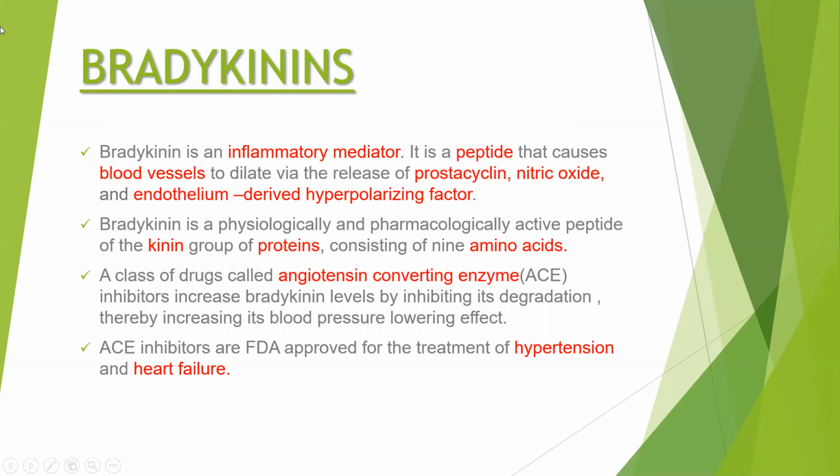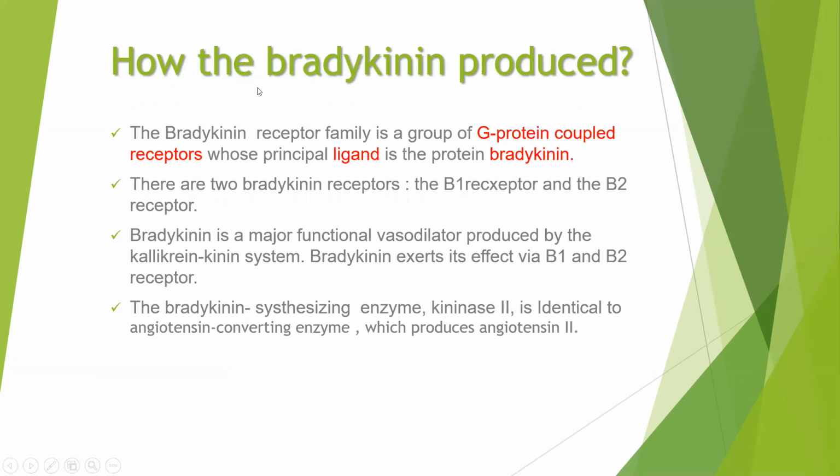Next, how the bradykinin is produced. The bradykinin receptor family is a group of G protein coupled receptors whose principal ligand is the protein bradykinin. There are two bradykinin receptors, the B1 receptor and the B2 receptor. Bradykinin is a major functional vasodilator produced by the kallikrein-kinin system. Bradykinin exerts its effect via B1 and B2 receptors. The bradykinin synthesizing enzyme, kininase 2, is identical to angiotensin converting enzyme which produces angiotensin 2.